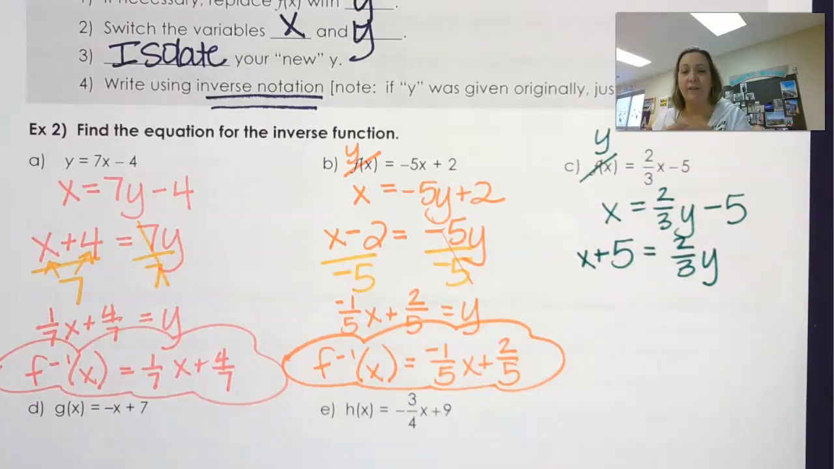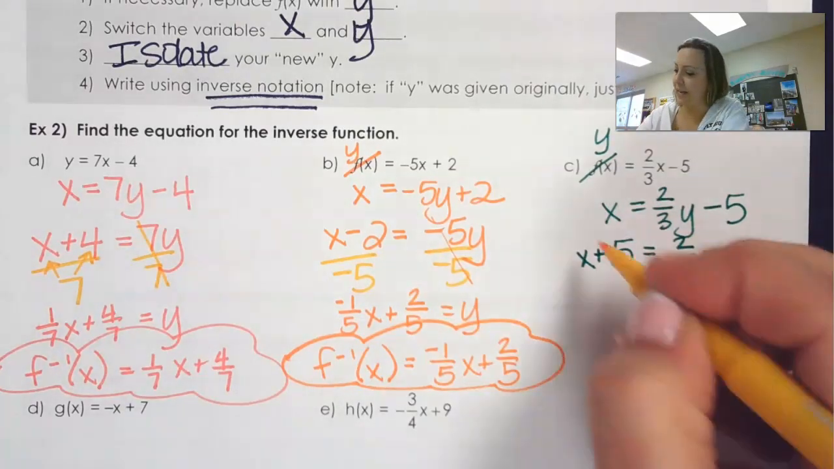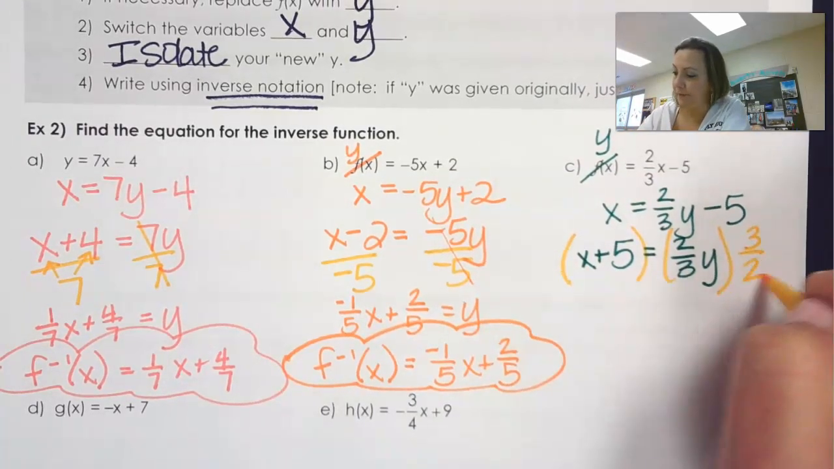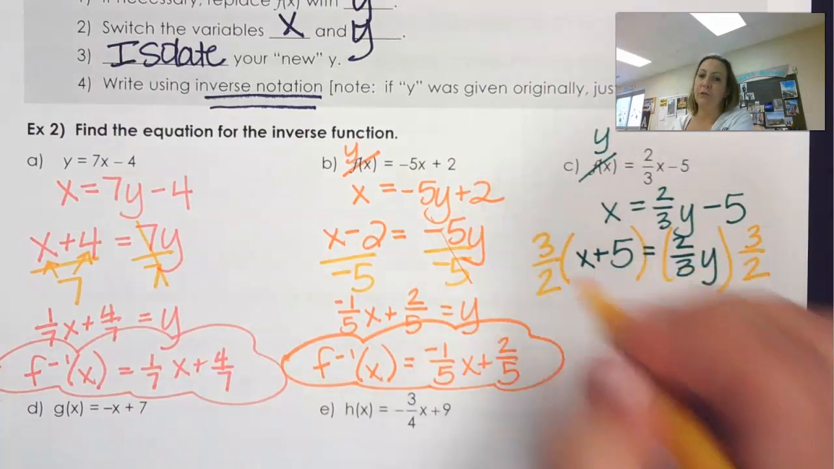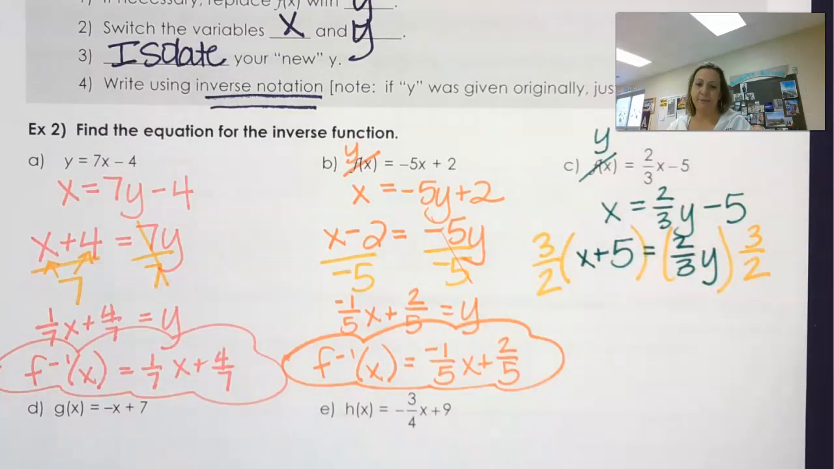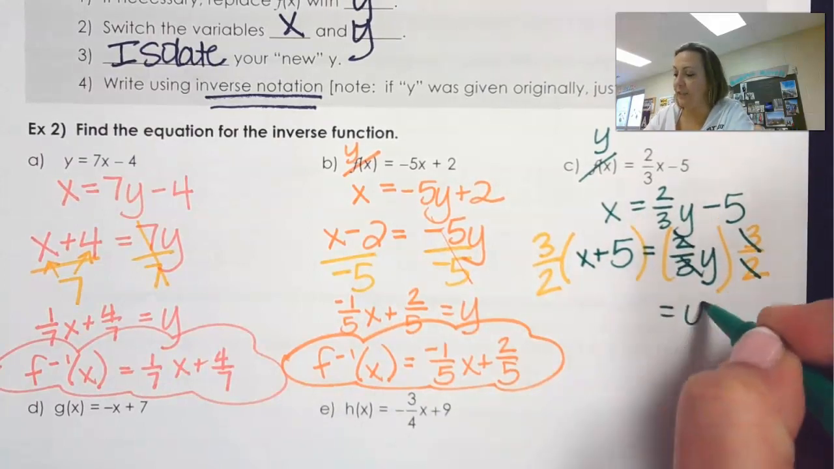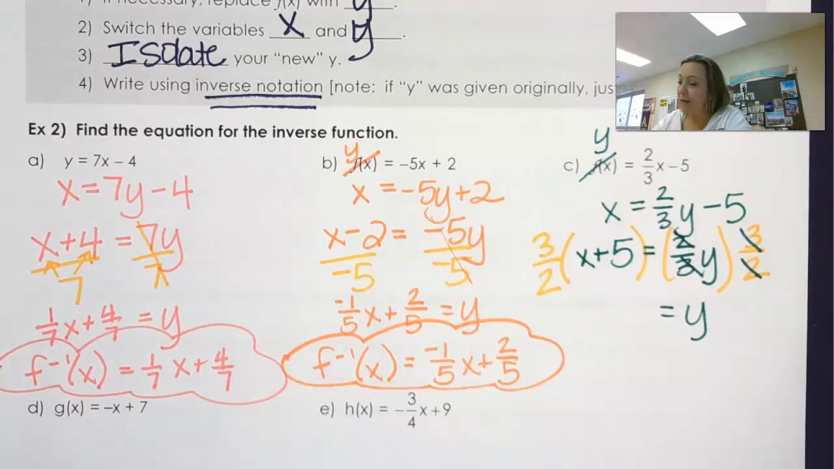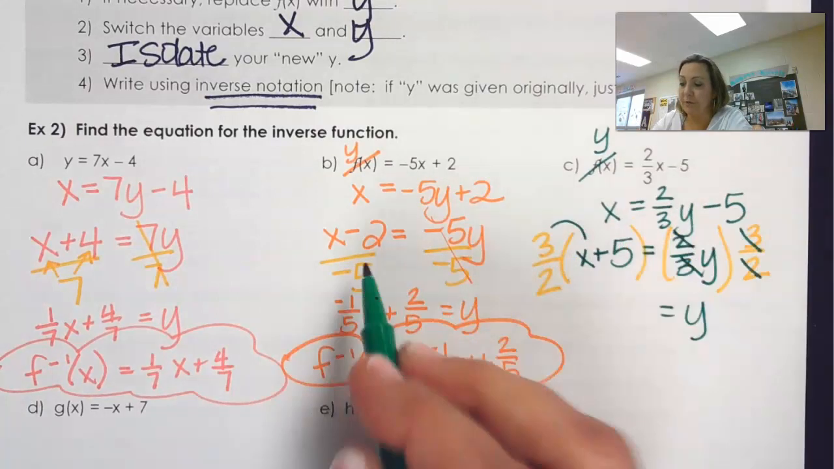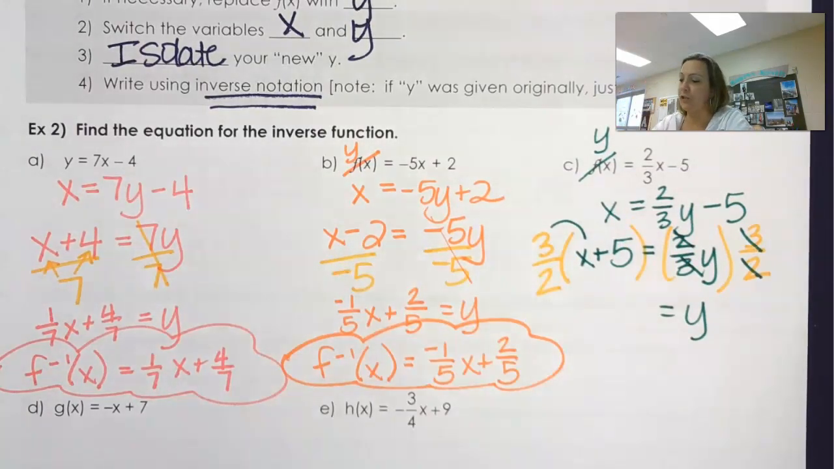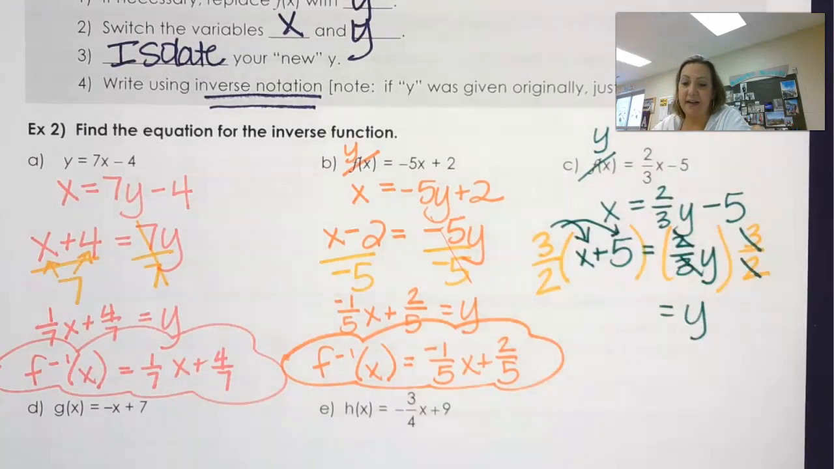One strategy when we have a fraction as a coefficient is that we can multiply by the reciprocal. The reciprocal of 2/3 is 3/2. And what happens here is that all of these cancel and I'm just left with y. But then here, just like I distributed each denominator to each numerator, I need to distribute this 3/2 to both the x and the 5.